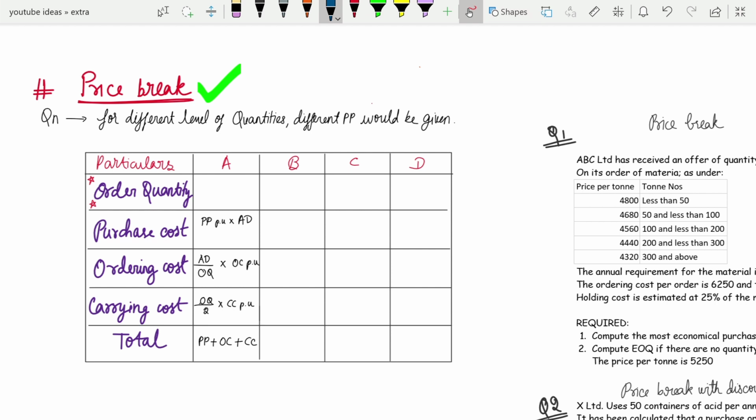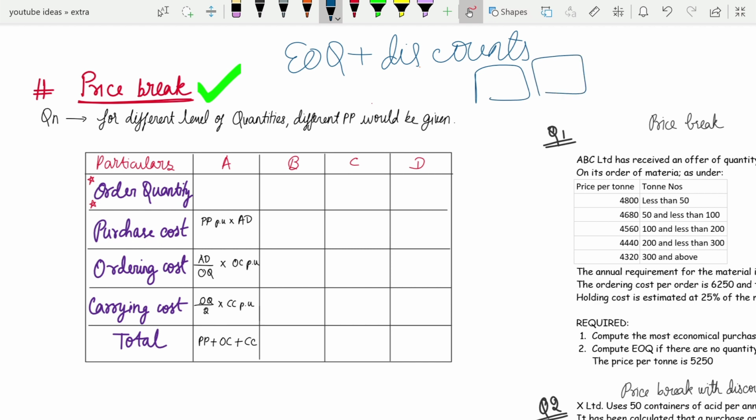In the last class, we learned something known as EOQ plus discounts. So this topic is nothing but an extension of that topic. In EOQ plus discount, what did we learn? We compared two order quantities. One was EOQ and the other one was EOQ plus discount. We found out the total cost of both the quantities, compared them, saw which was the best, and suggested that to the company.